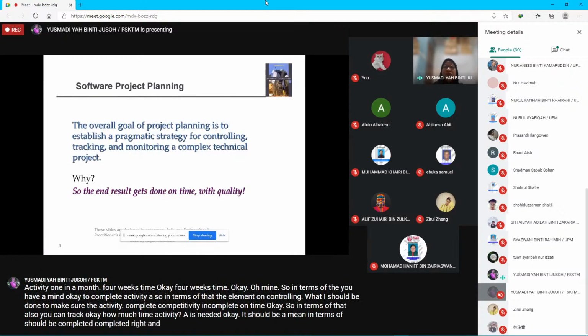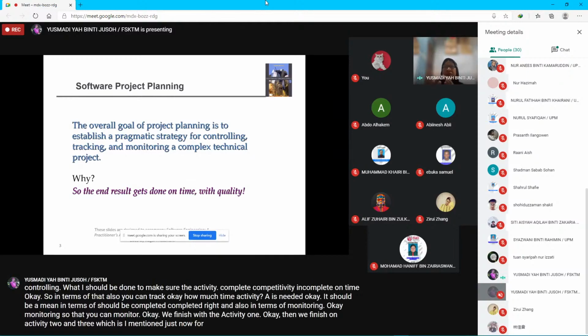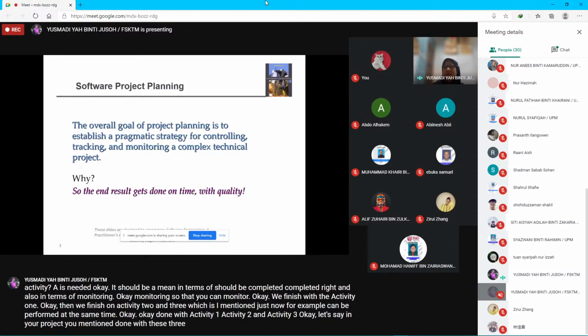And also in terms of monitoring, so that you can monitor. Okay, we finish with activity 1. Then we finish on activity 2 and 3, which, as I mentioned just now, can be performed at the same time. Okay, done with activity 1, activity 2, and activity 3. Let's say in your project, done with these 3 activities, we can start with activity 4.